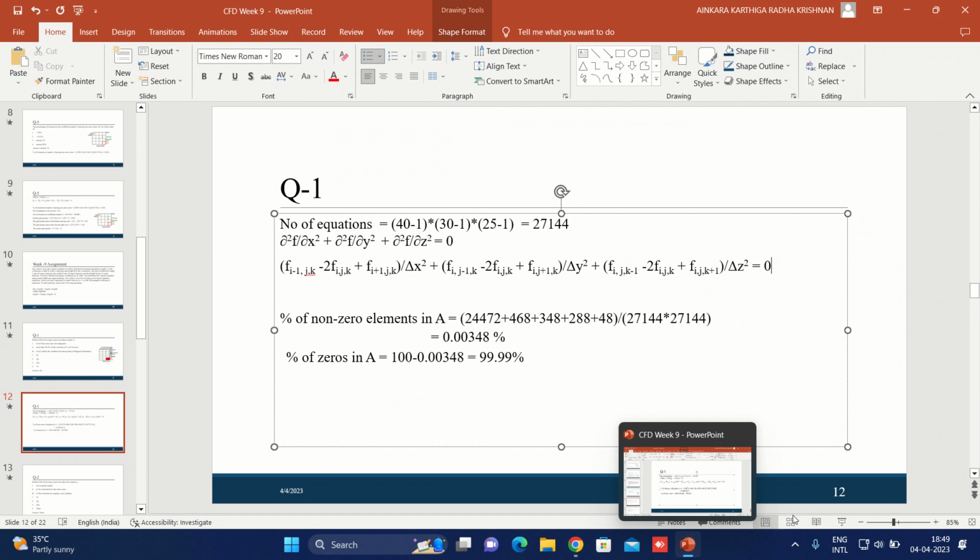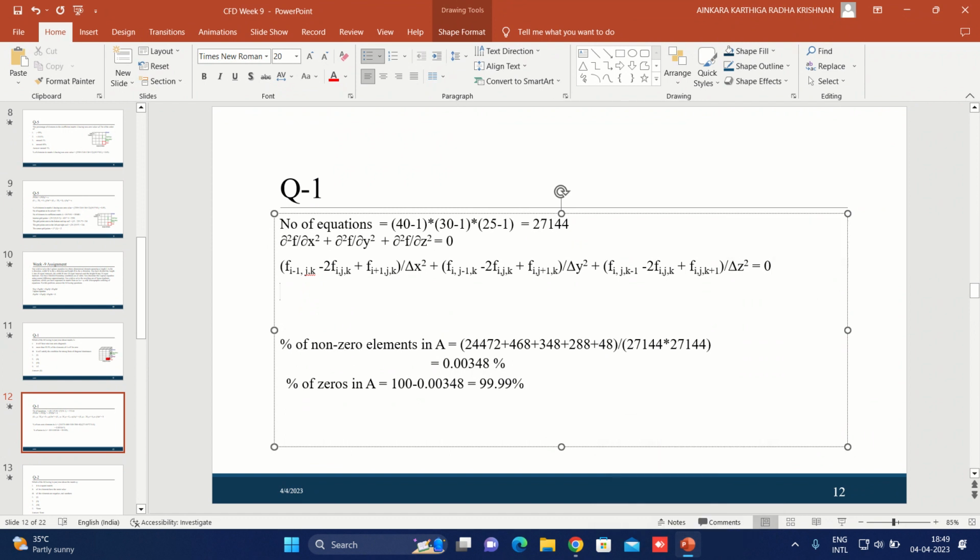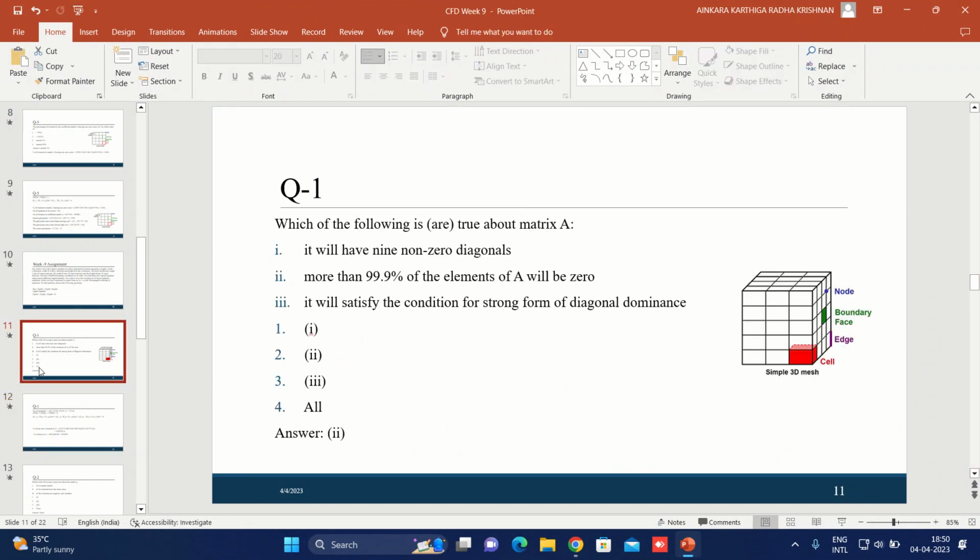So how many terms do we have in this? In total we have 9 terms, 9 coefficients, but since some are common, we have 7 coefficients in a single equation, right? So what was the question, by the way? It was asking which of the following is true, and we said more than 99.9% of the elements of A will be 0.